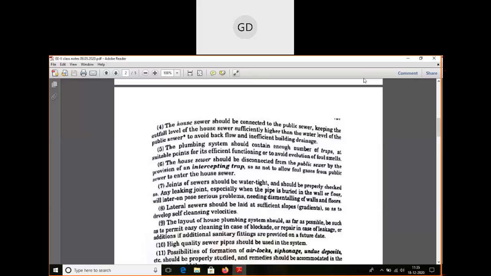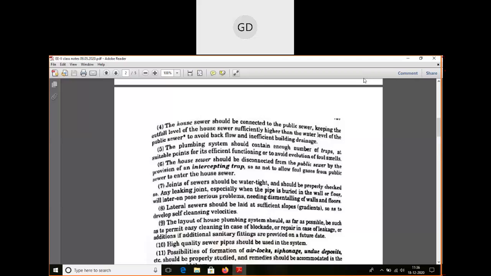So better if you check the joints of the sewers beforehand, and you should check whether the joints are watertight or not. Then number 8 is that lateral sewers should be laid at sufficient slope so as to develop self-cleansing velocities. So the lateral sewers should always be laid at some gradient so that they can develop self-cleansing velocities.